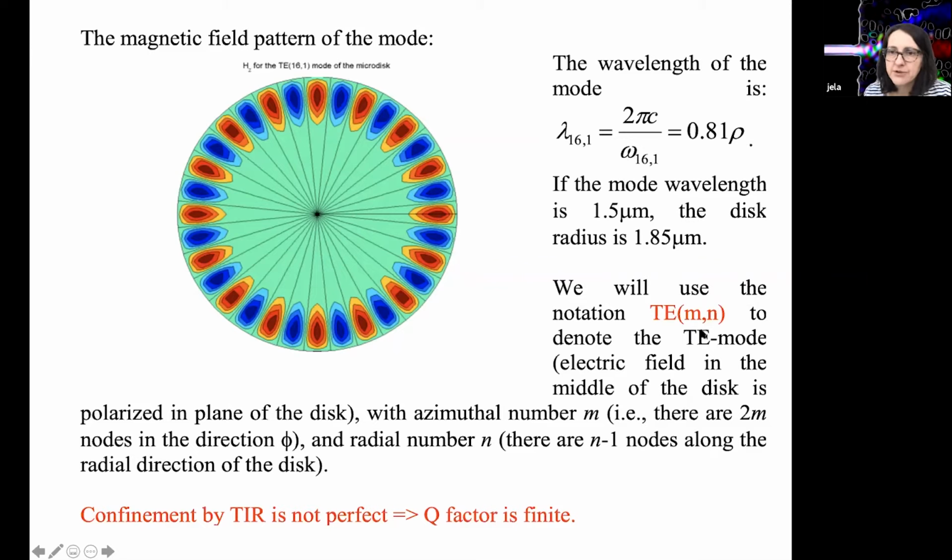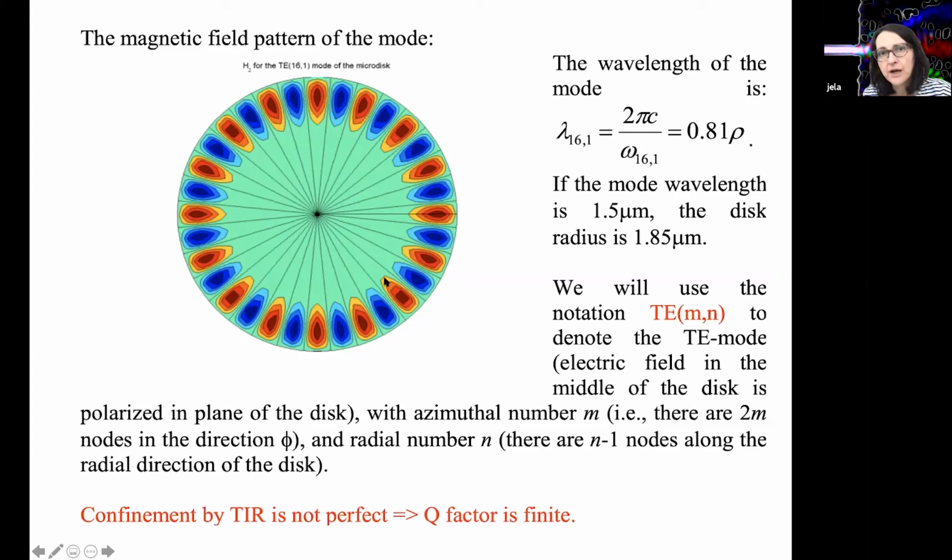Keep in mind, azimuthal number m, radial number n, and we only solved it for TE modes. So this distribution of the field that we have here would be a distribution of the field at the central plane of your disk, because we introduced the effective index approximation. At that central plane, you will only have Ex, Ey, and this component of magnetic field.